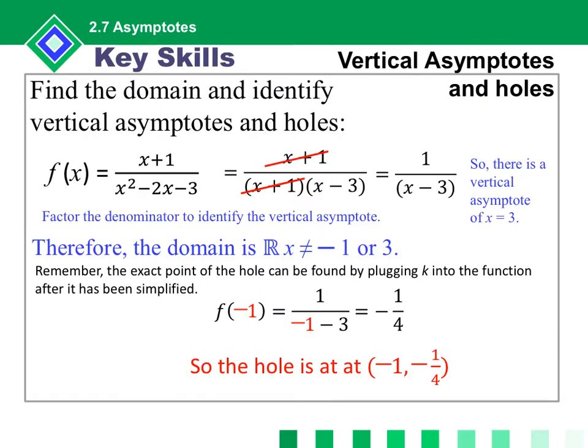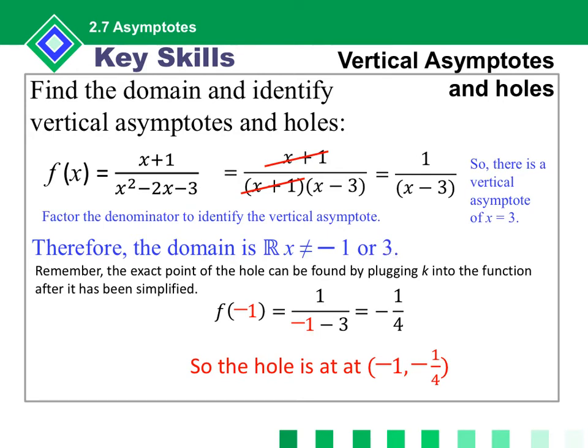So here we look at another example. Find the domain and classify the vertical asymptotes and holes. So I have the function, factor it. So I see here x plus 1 is common, so I know there is a hole. So there is a hole at x is equal to negative 1, and there is a vertical asymptote at x is equal to 3. So the domain is all real numbers except negative 1 or 3.